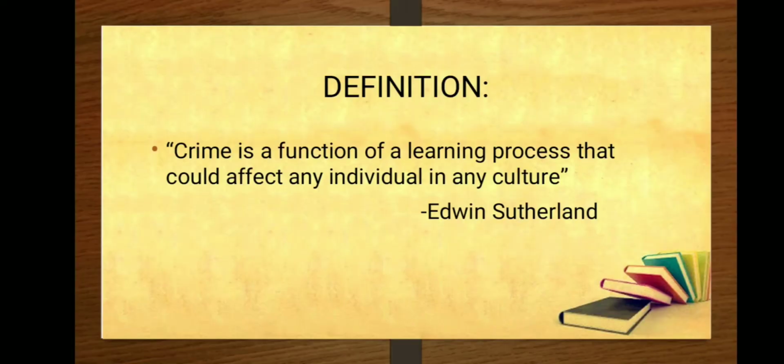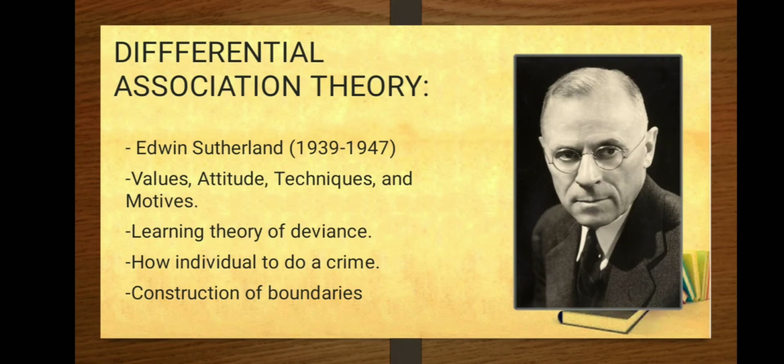According to the definition of Edwin Sutherland, crime is a function of a learning process that could affect any individual in any culture. Being a criminal is easy to learn, but it will affect every individual, especially the community. The differential association theory was developed by Edwin Sutherland in 1939, and it was revised in 1947.